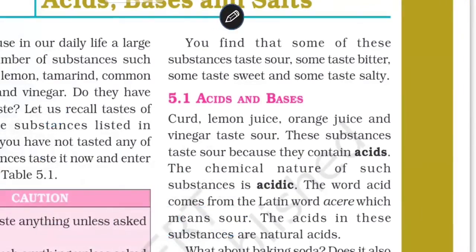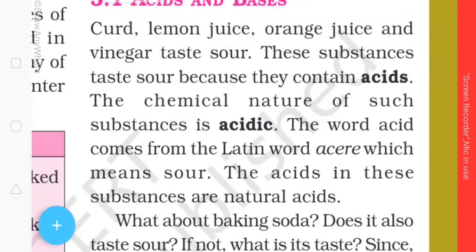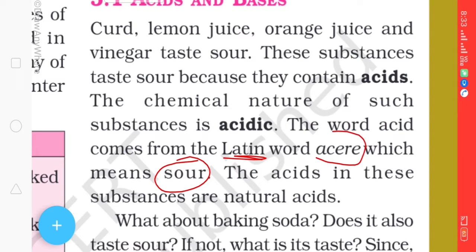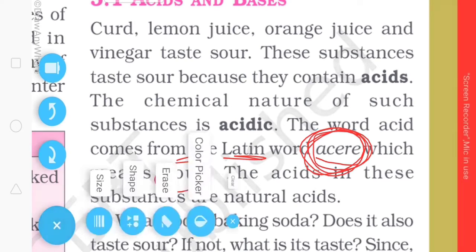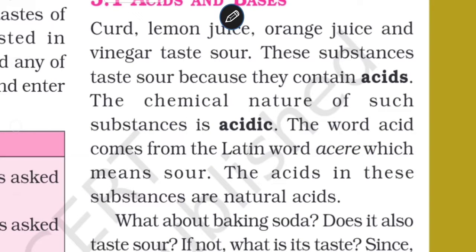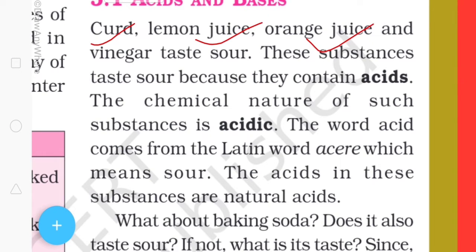Now let's see what an acid is. The word acid comes from the Latin word acere, which means sour. What is the Latin word here? It is acere. Remember this, it is very important. The Latin word acere means sour. So we use the word acid from the Latin word acere. The acids in these substances, curd, lemon juice, orange juice and vinegar, are natural acids.